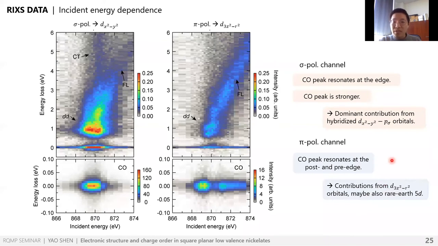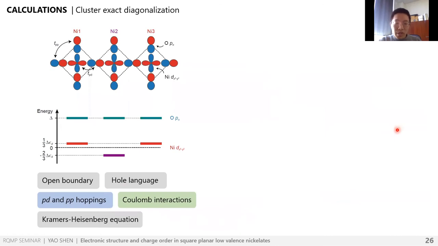And then the next step is to disentangle the contribution from the dx square minus y square orbital and the oxygen p orbitals. To do so, we again use the cluster ED calculations. Here, since we need to introduce the charge order, we use three nickel sites instead of two sites, and we put four holes into this cluster. And if we do nothing, these four holes will be distributed evenly.